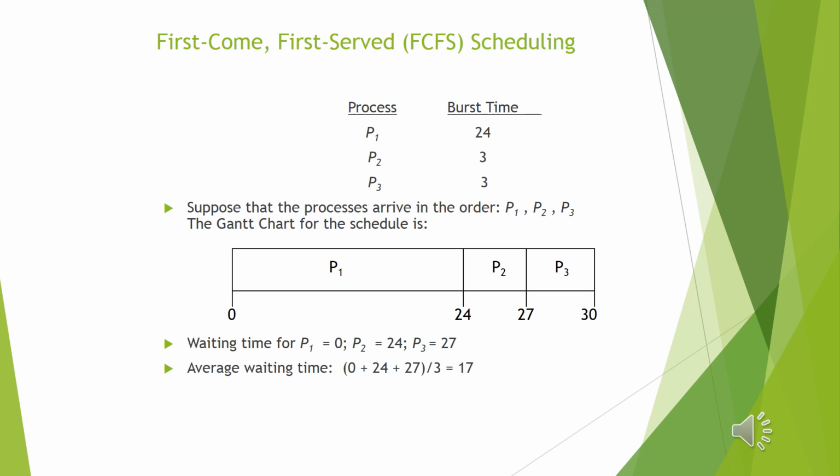Then we look at the waiting time. The waiting time of process 1 is 0 because it doesn't wait for any process to be executed. Then the waiting time for process 2 is 24 because it waits for process 1 to execute first. Then process 3 waits for 27 for it to be executed. That is the waiting time of process 3. Then for the average waiting time, you sum the waiting times of all of them and divide by 3, and it will give you the average waiting time.